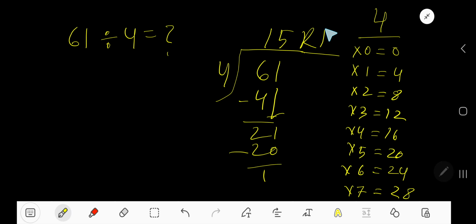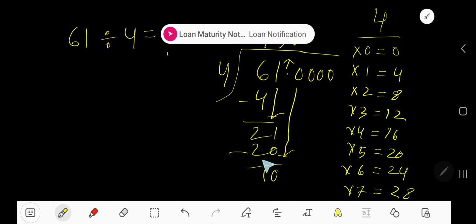If you want to write your answer in decimal form, then put a decimal here and add a number of zeros. Bring down the 0. Before the 0 there is a decimal. The decimal must come into the quotient directly.